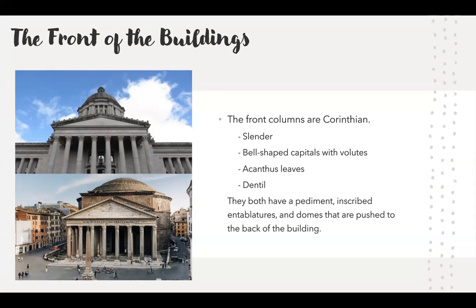They have the acanthus leaves, and they also have the dentil, which is the trim-like design at the bottom of the pediment that you see here. They both have that. And they both also have pediments, you know, these that we see here, as well as inscribed tablature. So we can see the writing here. It's a little fainter on the top picture. And then they both have domes that are pushed into the back of the building. They're also both made of a mixture of concrete and marble, although definitely in different amounts. The Capitol has a lot more marble and a little bit of concrete, and the Pantheon's kind of the opposite, a lot more concrete, a little bit marble.